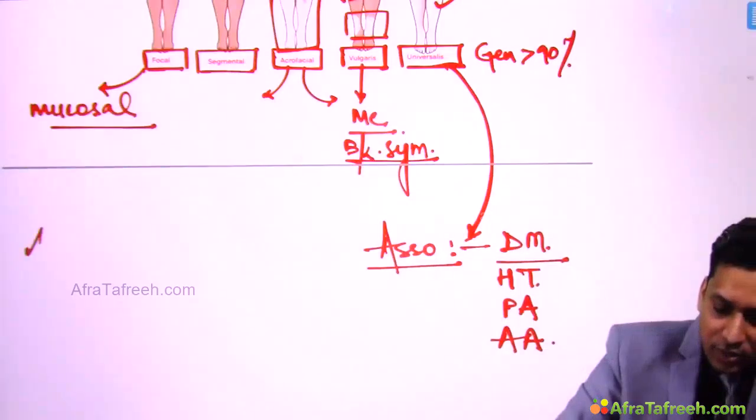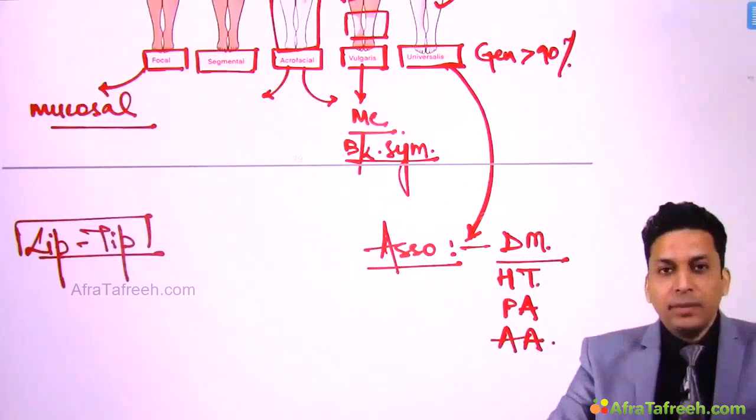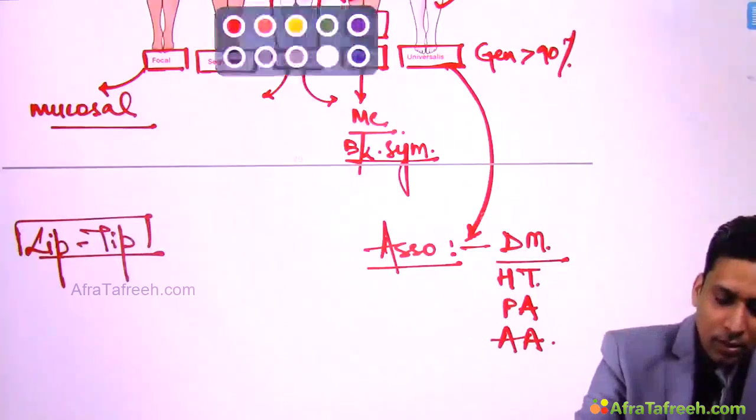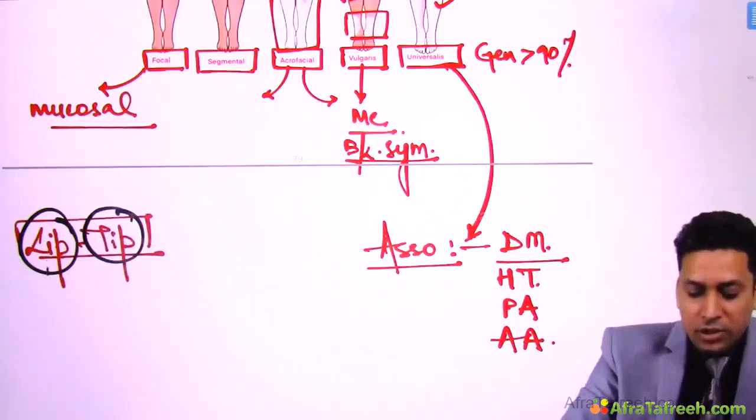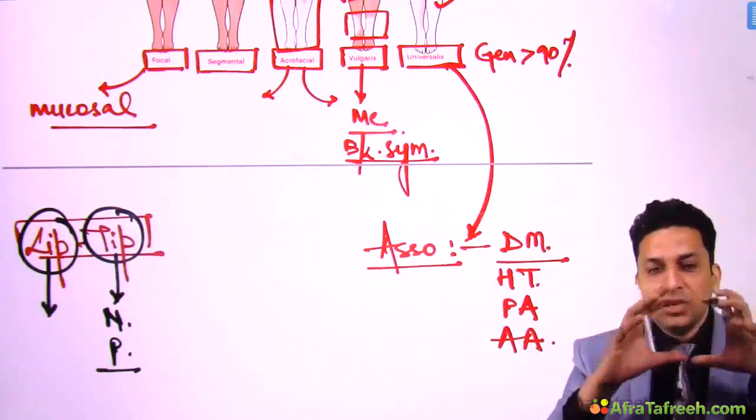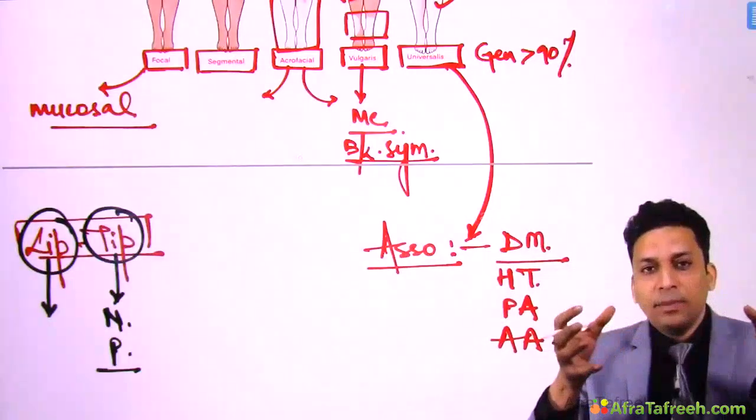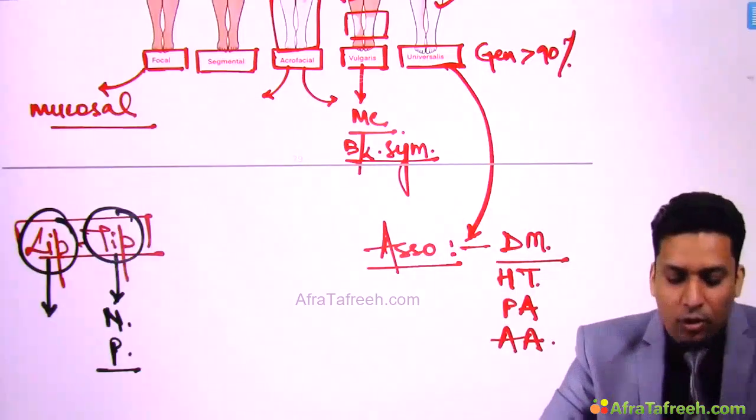Now remember that there is one type which is known as lip tip type. This is again one variant. It is very obvious from the name itself, lip and tip are involved. If lips along with tip of nipple or tip of penis are involved, then we call it lip tip type. So if the lesions are only localized to lips along with tip of nipple or tip of penis, then we call it lip tip type. So these are various types.